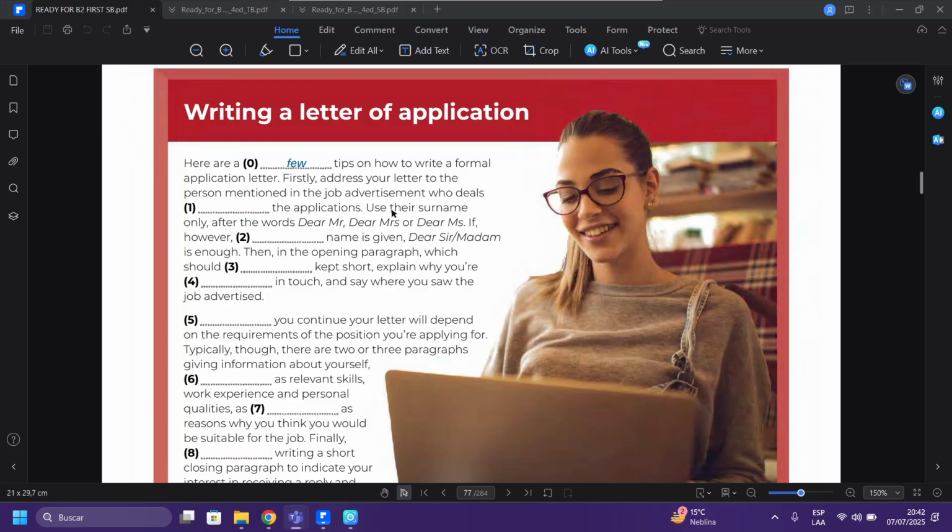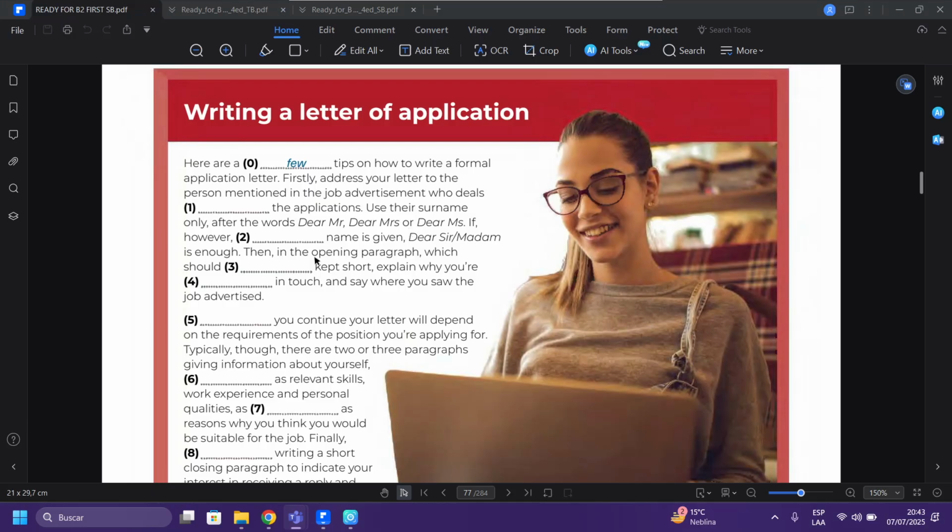So the example has been done for us. Here are a few tips on how to write a formal letter of application. Firstly, address your letter to the person mentioned in the job advertisement who deals with the applications. Who deals what? With, this is a phrase. Deals with. Use their surname only after the words Dear Mr. or Dear Miss.